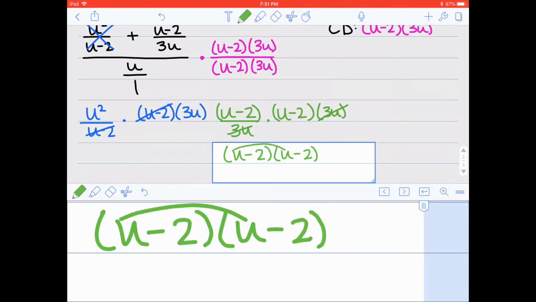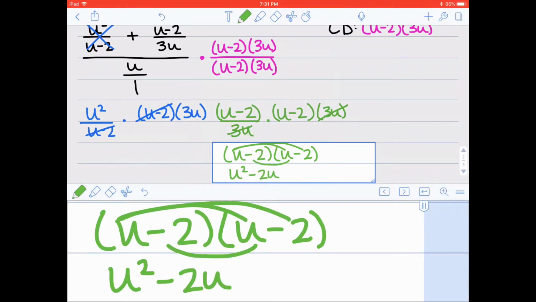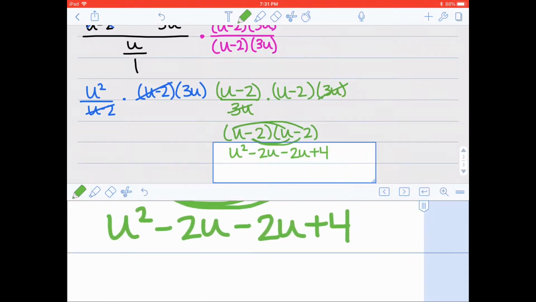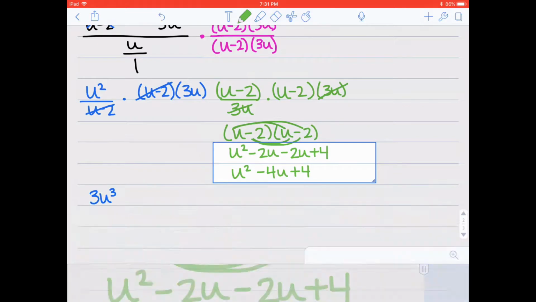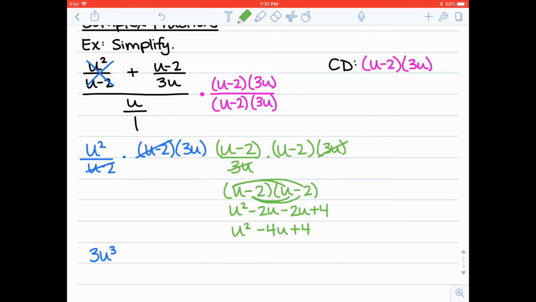So I've got u times u is u squared, u times negative 2 is negative 2u, negative 2 times u is another negative 2u, and then negative 2 times negative 2 is positive 4. So that equals u squared minus 4u plus 4. All right, so that represents this term right here. That's the work that I just did.